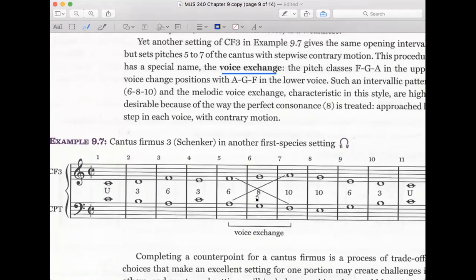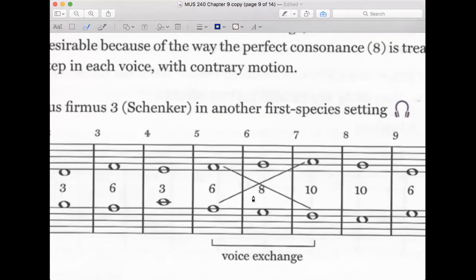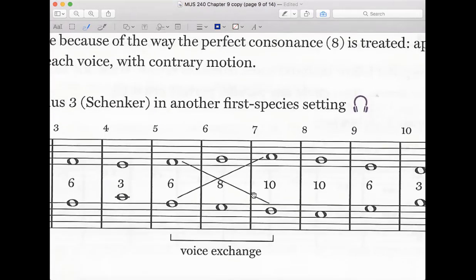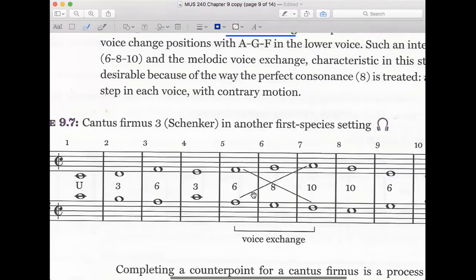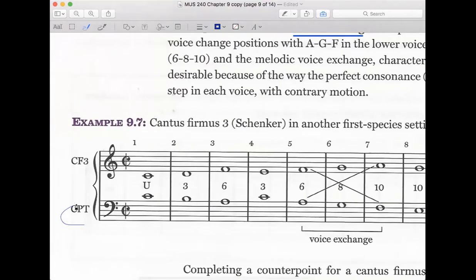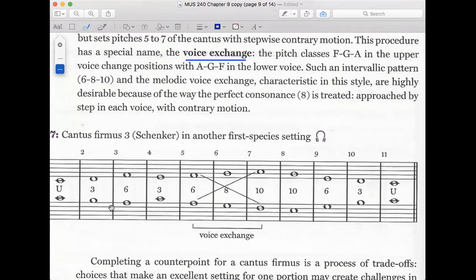It's basically what we just did, but it adds one element to it. Remember when I asked you to invert your third and it turned into a sixth? Well, this is something you can do. Let's say you're writing your counterpoint, so here's the counterpoint. You were given this cantus firmus.